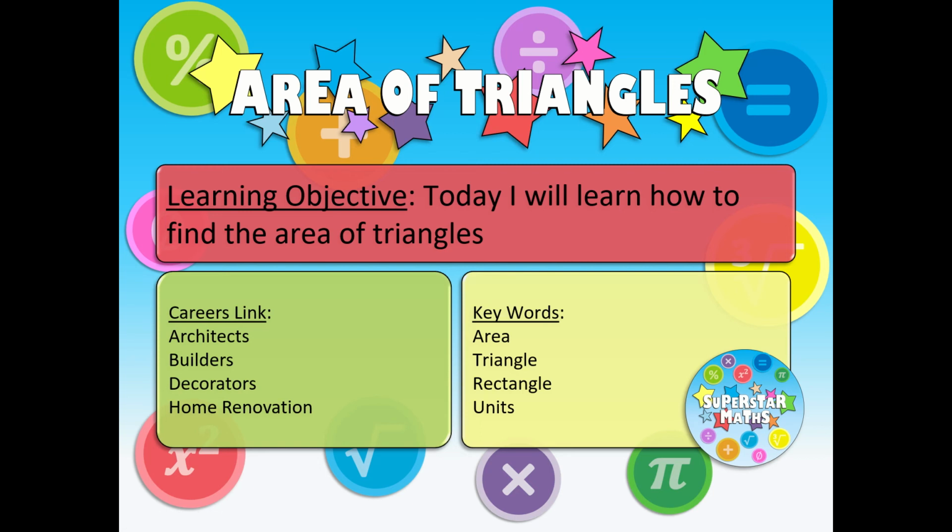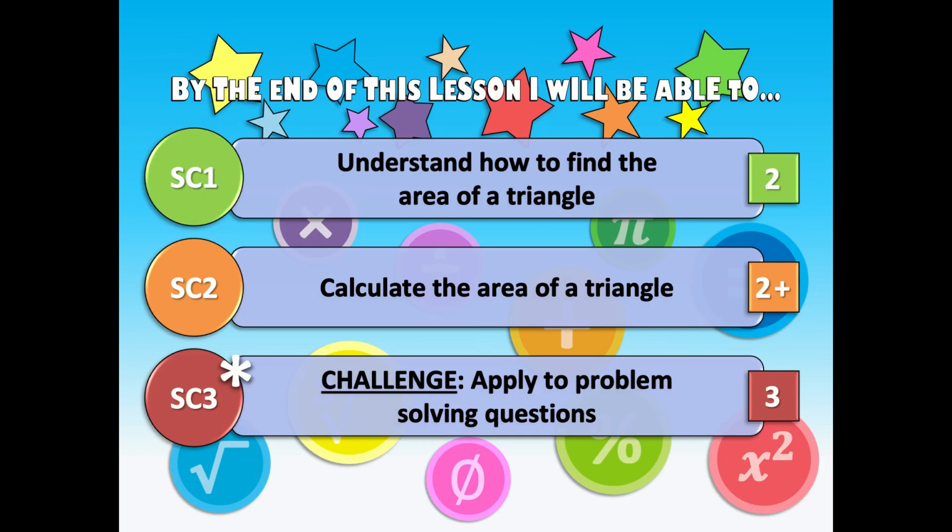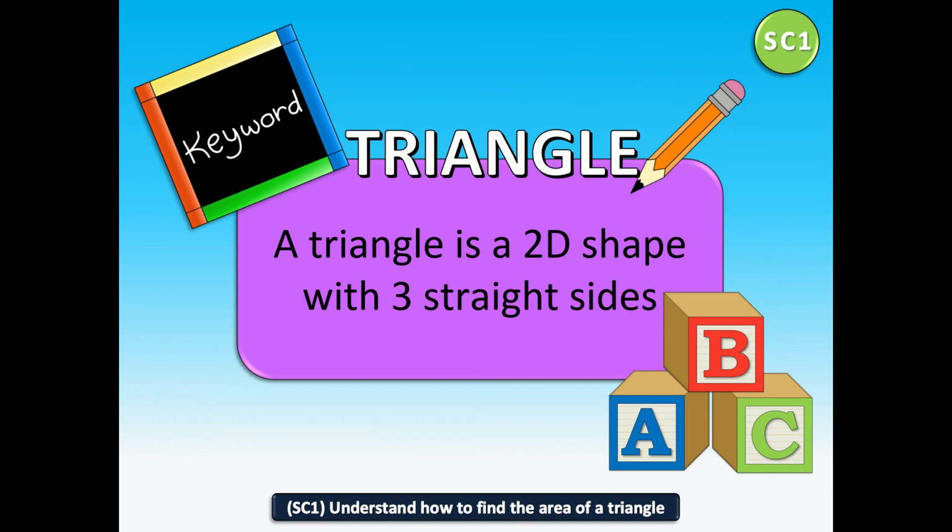Hi guys, welcome back. Today we are going to learn how to find the area of triangles. We've got 3 success criteria, and the first one is to understand how to find the area of a triangle. So a triangle is a 2D shape with 3 straight sides.